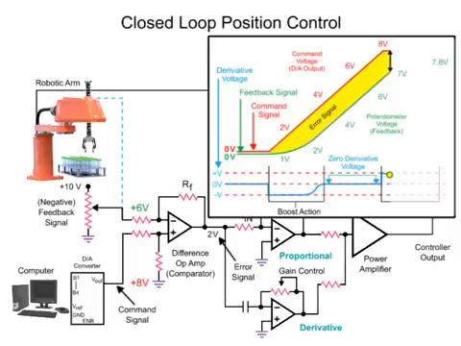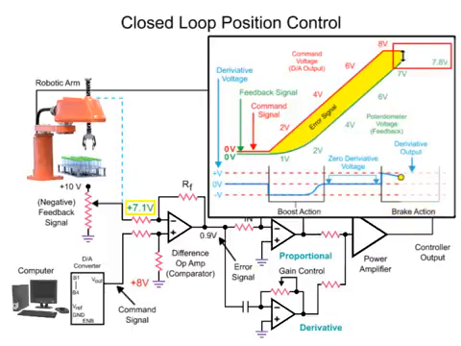If the error signal decreases too fast, the derivative voltage will be greater than the proportional voltage. When this occurs, the polarity of the power amp is reversed, creating a brake condition to prevent overshooting the desired position. As the arm continues in motion, the feedback voltage is nearing the command voltage. The error signal from the difference op amp is also decreasing, and as a result, the arm motor speed decreases.